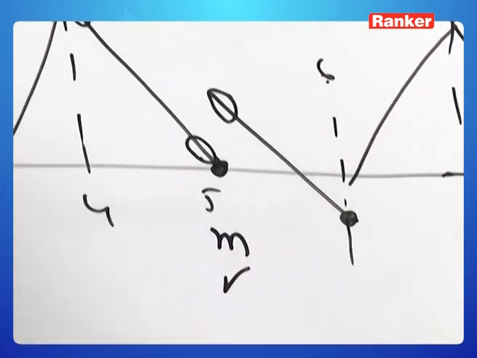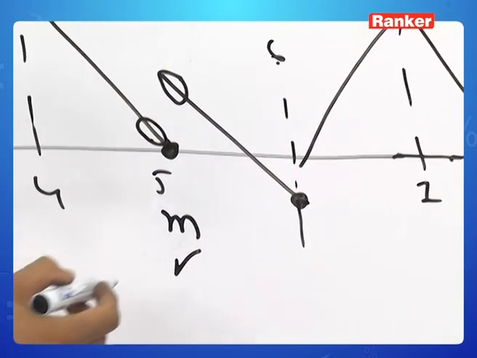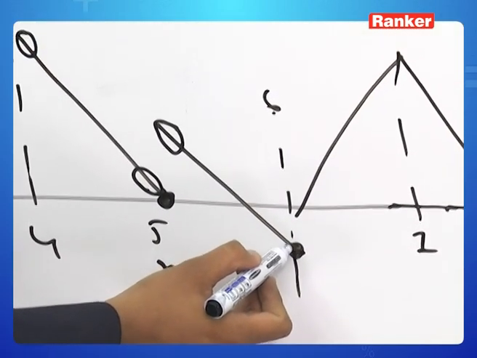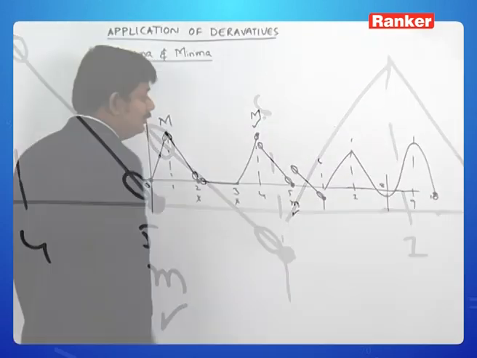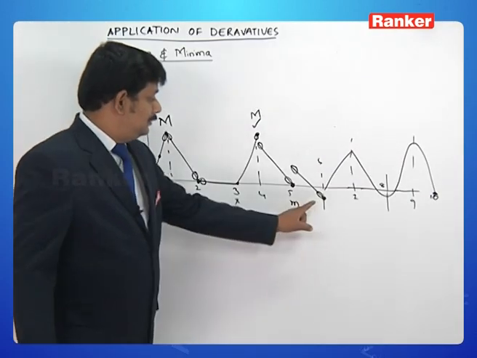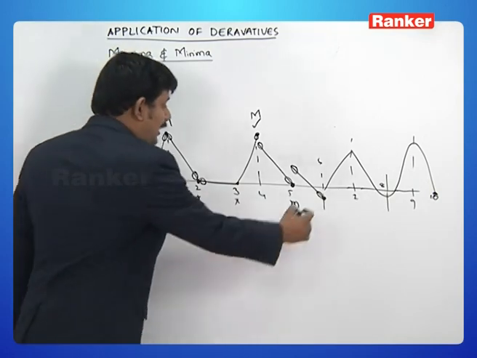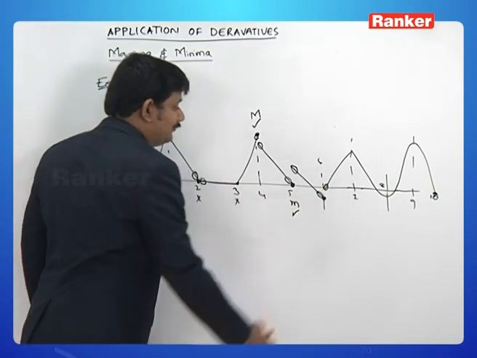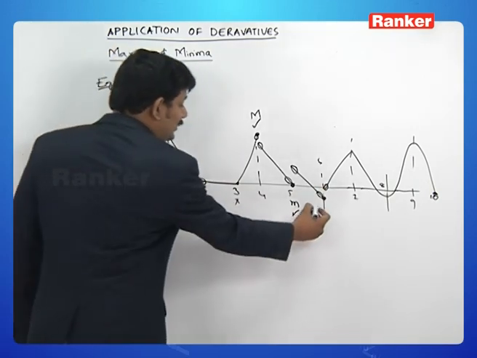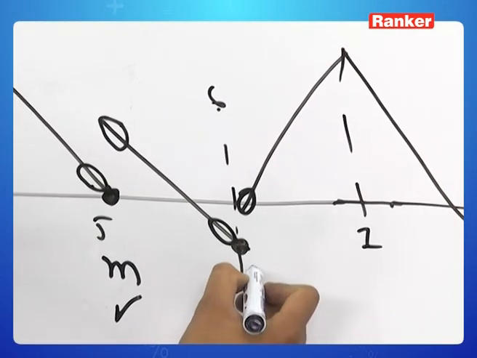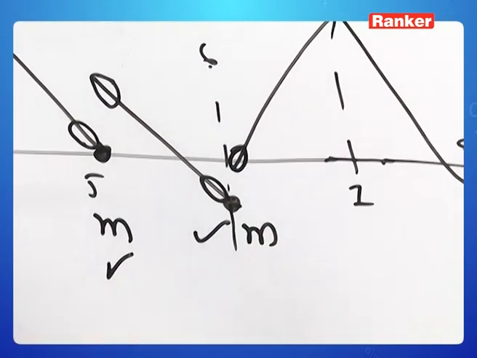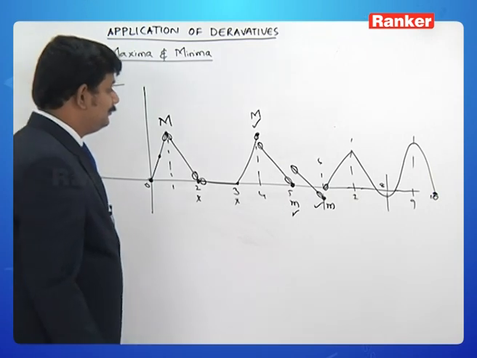Let us look at 6. The left side values are more than f of 6 and right side values are also more than f of 6. So, this point qualifies to be a local minima. So, 6 is also a point of local minima.